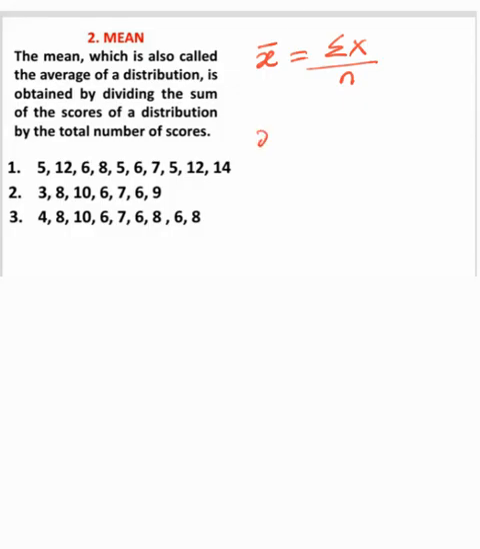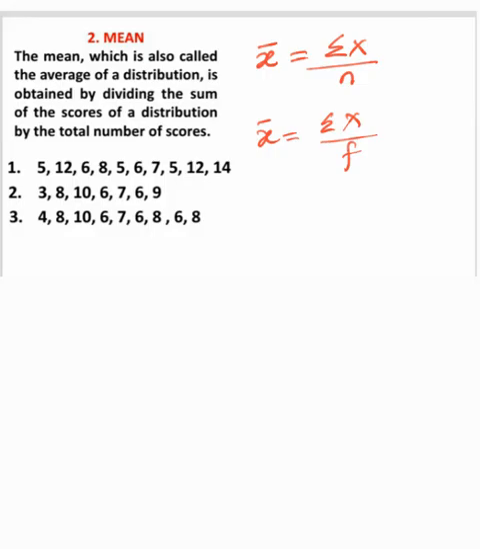You note that you can also give the mean as summation X over F, where F refers to the frequency of the distribution, which is also the total number of scores in that distribution. So don't be confused if you see something like this in another text.